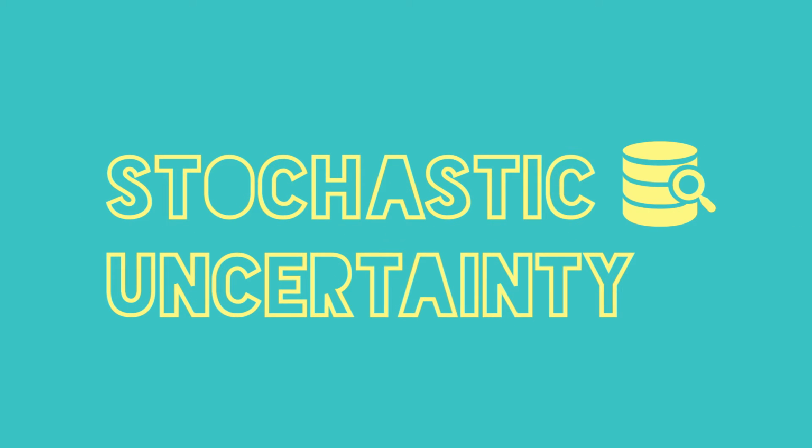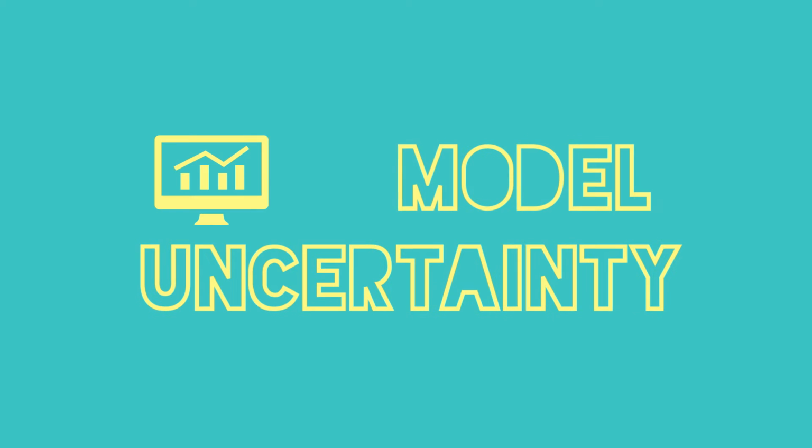Because the model's a simplification of reality, it inherently means we're going to have some uncertainty. It's therefore important when making predictions to robustly measure and quantify this uncertainty. There are four main types of uncertainty: stochastic uncertainty, parameter uncertainty, data uncertainty, and model uncertainty.